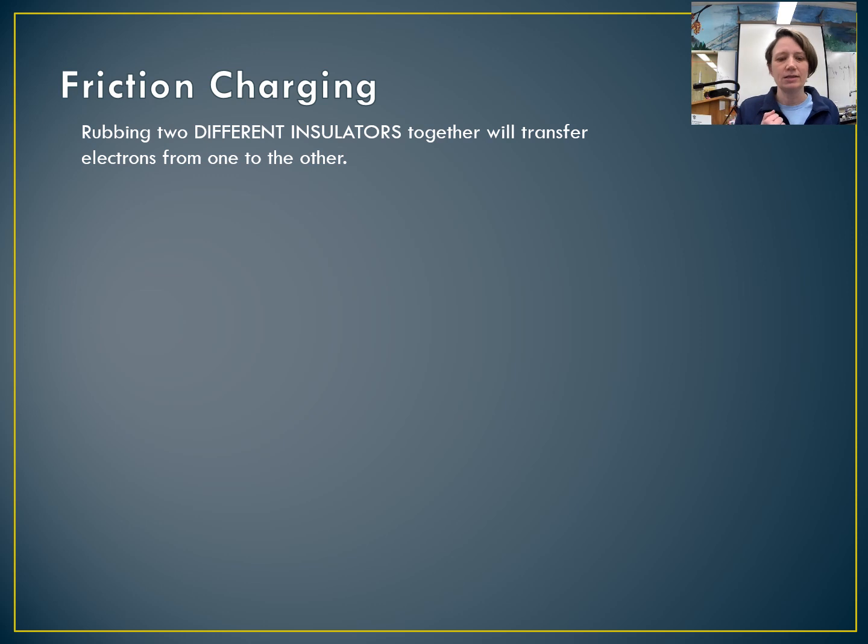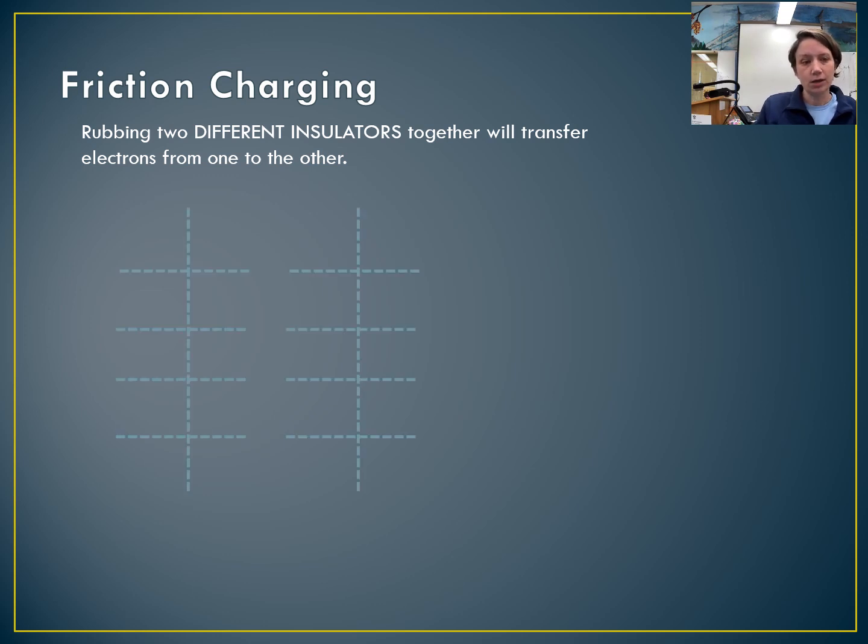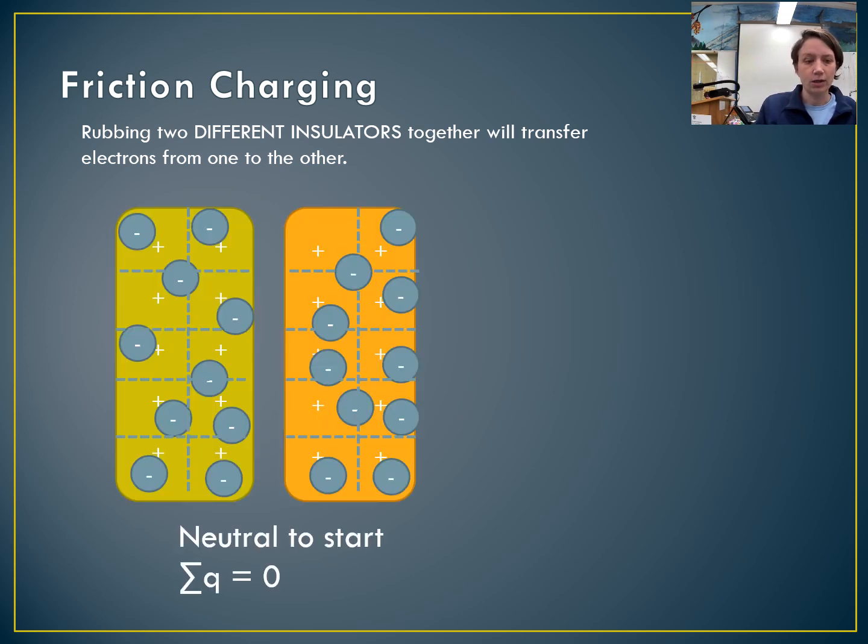There are 3 main ways of charging objects up that we're going to talk about. The first one is one you're probably familiar with from your life, and it's called friction charging. True to the name, it involves taking 2 objects and rubbing them together, specifically 2 insulators. This kind of charging only works if you use 2 insulators, and I'll talk about why in a minute. When you take 2 different insulators and rub them together, electrons end up transferring from one to the other.